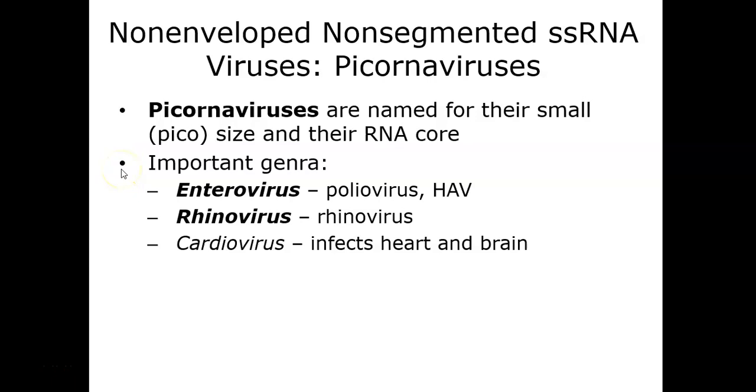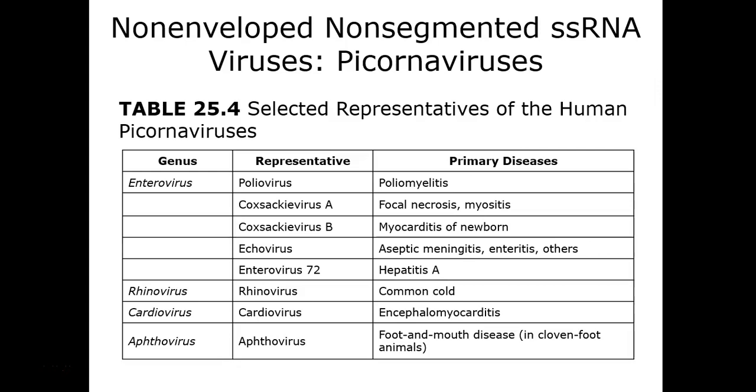So the first one we're going to talk about are what we call the picornaviruses. And these are named because they have a very small size, and their RNA core is incredibly small as well. There are two important genera here, the enterovirus and the rhinovirus. Rhinovirus causes the common cold. Enterovirus is responsible for things like poliovirus. And then we also have something known as cardiovirus, which infects the heart and the brain. So this is another table organized to help you see some of the different picornaviruses that we're going to get into now and the diseases that they cause.